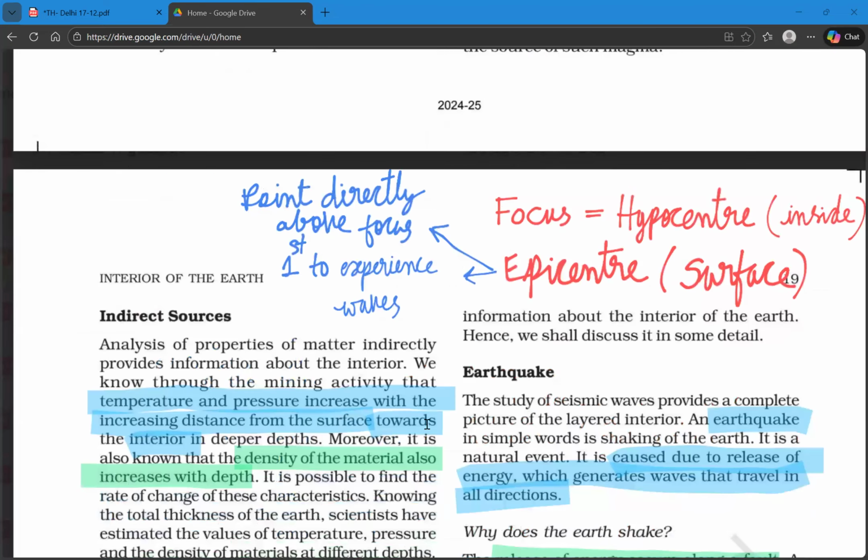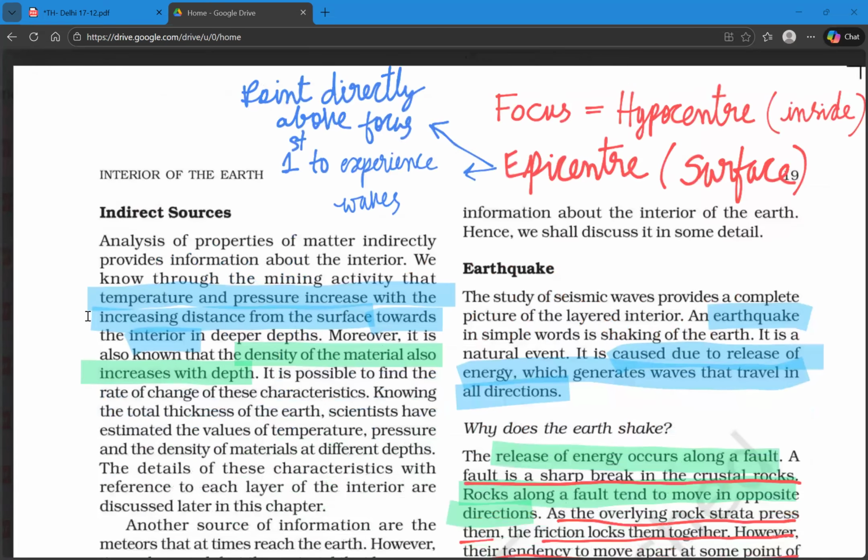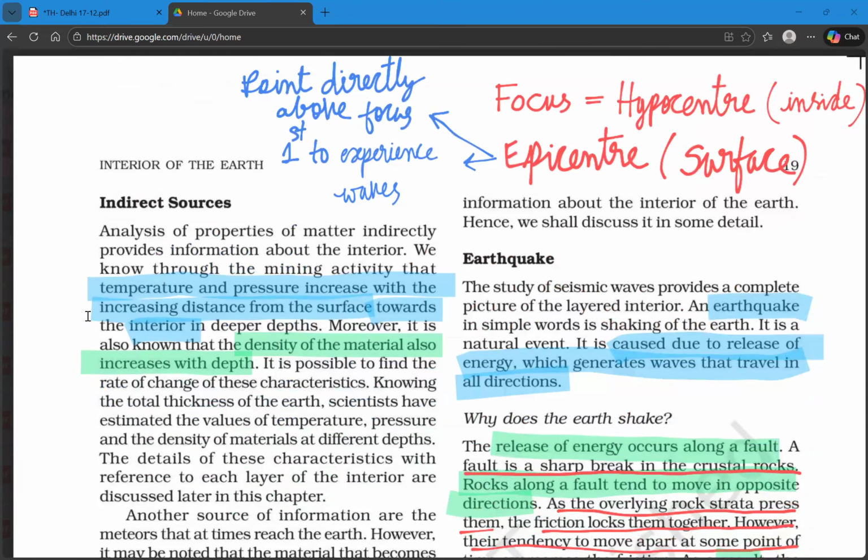And after completing direct sources, now we have indirect sources. Let's see. Analysis of properties of matter indirectly provides information about the interior. We know through the mining activity that the temperature and pressure increase with the increasing distance from the surface towards the interior in deeper depths. Moreover, it is also known that the density of the material also increases with depth.